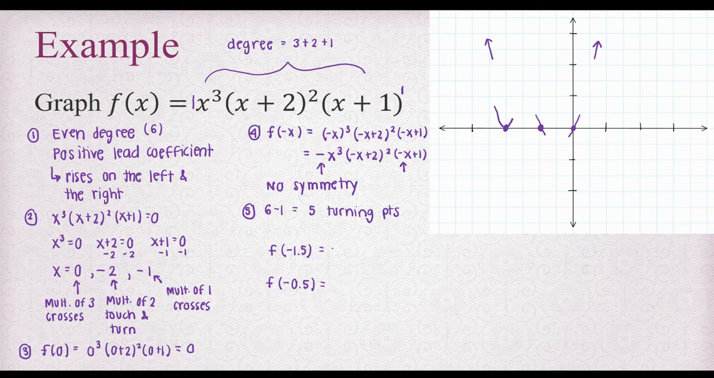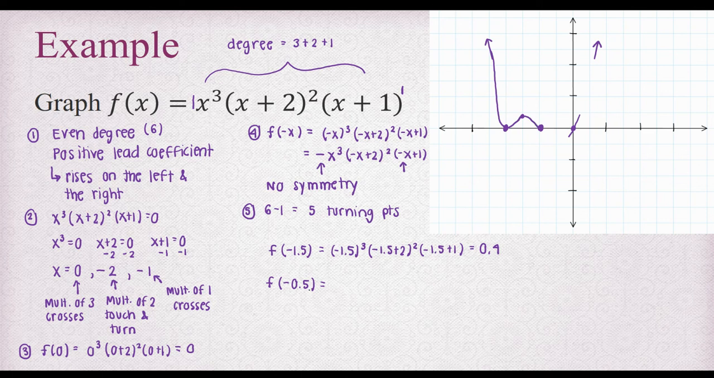So when I start substituting in, we'll have -1.5 to the third power times -1.5 plus 2 squared times -1.5 plus 1. And this is where you definitely get to use a calculator. When I use my calculator, I get 0.4. So I know that we're dealing with some kind of number. So it's going to be right here, right before the halfway mark. So I know that I'm going to go down. It's going to touch and turn. It's going to go down. It's going to cross through that -1.